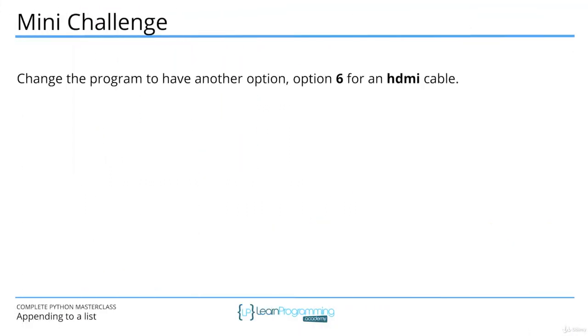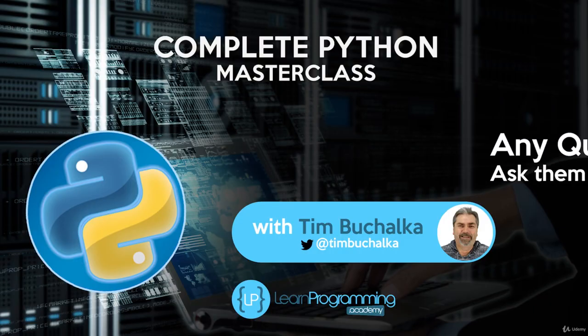Change the program to have another option, option 6, for a HDMI cable. So remember that you'll need to make a change in 3 places. Have a go, test your code thoroughly, and I'll go over my solution to that in the next video.